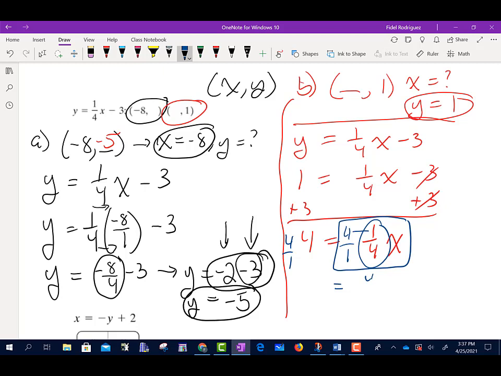So 4 times 1 is 4. 1 times 4 is also 4. Here's an x. 4 divided by 4 is 1 or a 1x, right? Now I can do the same thing here. Think about this 4 is 4 over 1. Multiply straight across, right? So 4 times 4 is 16 over 1. And 16 divided by 1 is still 16. So then right here, y'all, I'm just going to plug in the number 16. Okay?